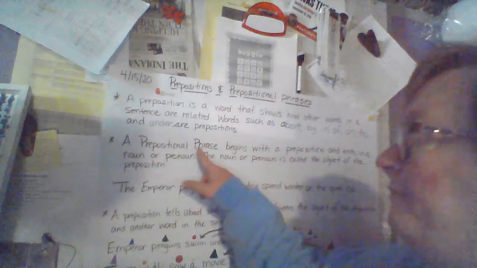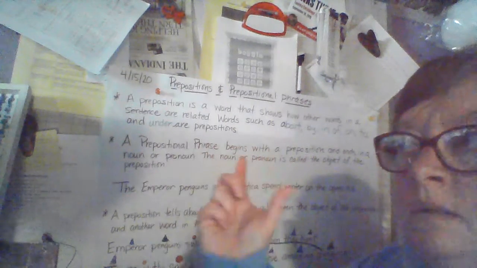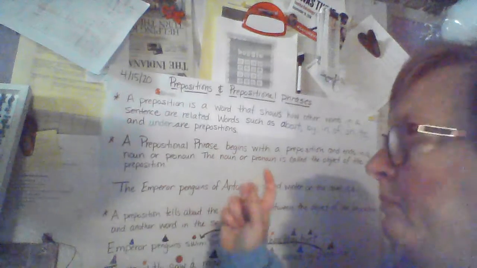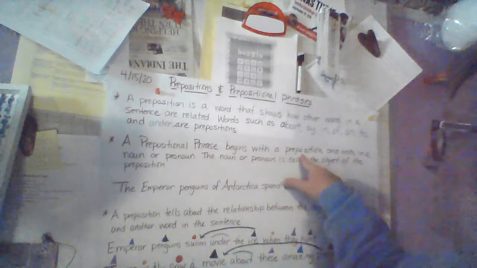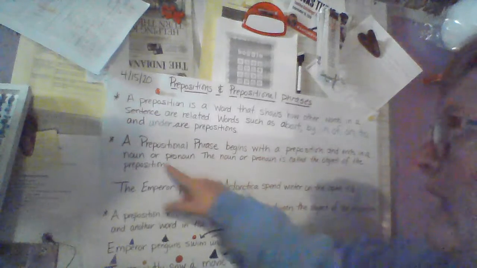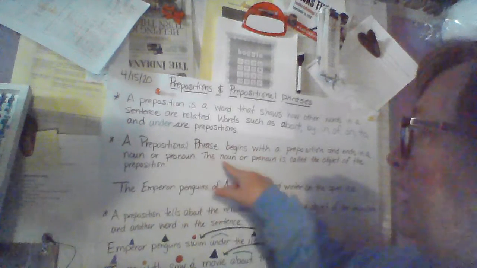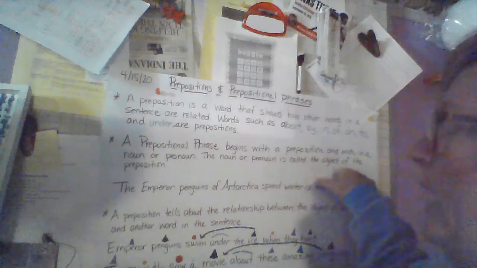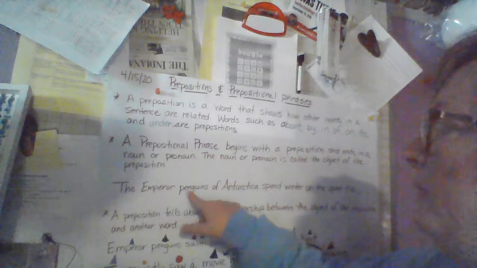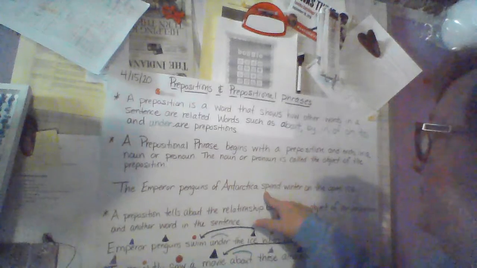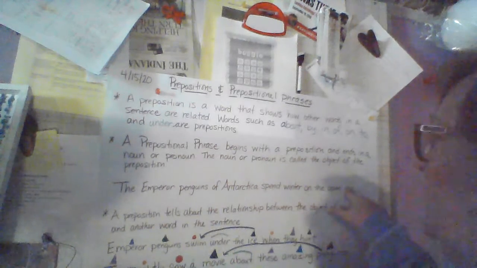A prepositional phrase is all the words in that phrase. A prepositional phrase begins with a preposition and ends in a noun or a pronoun. The noun or pronoun is called the object of the preposition. For example, the emperor penguins of Antarctica spend winter on the open ice.